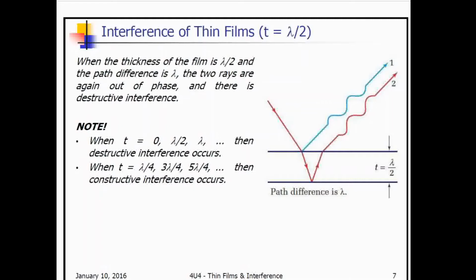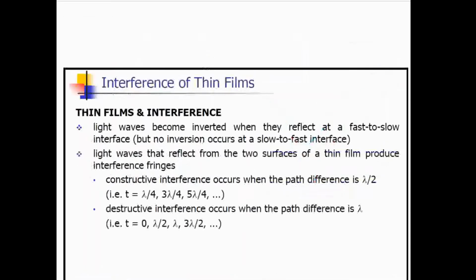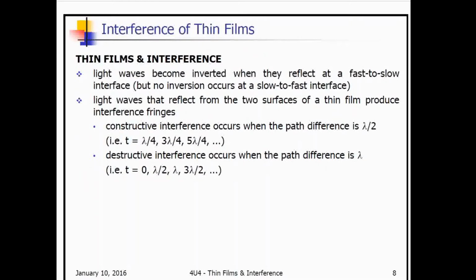But when the thickness of the film is about a half of the wavelength, the path difference is a wavelength, and now we start to have destructive interference. So what we end up noticing is that destructive interference occurs every time we're at either a wavelength or a half wavelength away, and constructive interference occurs at a quarter wavelength, 3/4 wavelength, 5/4 wavelength, and so on. That's the kind of pattern we have. So copy this slide down. This helps to explain thin films and interference.